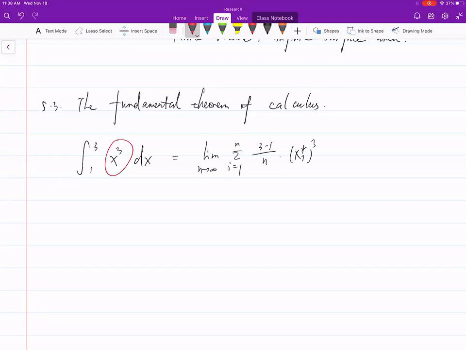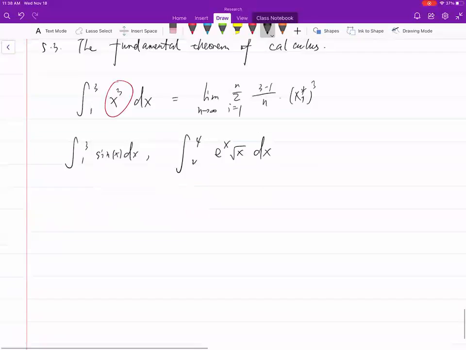Good so far? Then what if I want to do this? I have so many other stuff. This one is not even complicated. I really don't want to go with Riemann sum. I want something easier, something quicker to calculate the integrals. Good so far? And this is what we did.